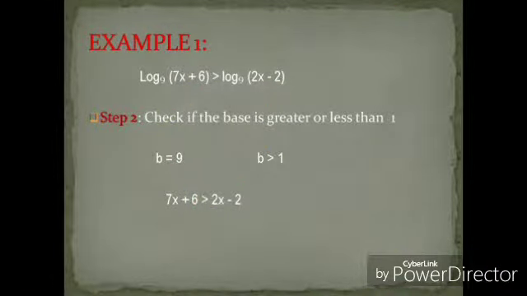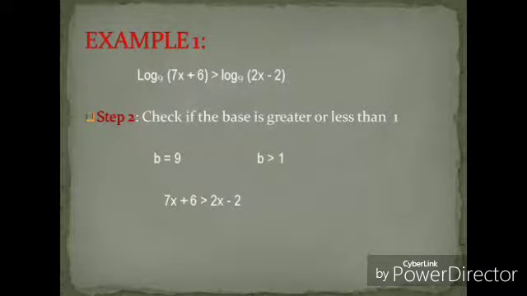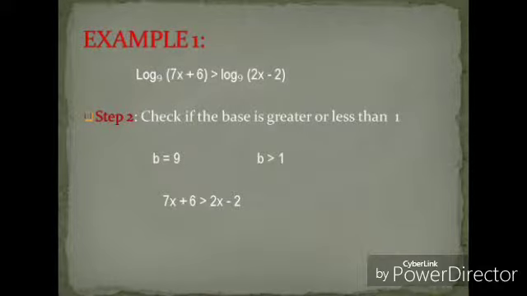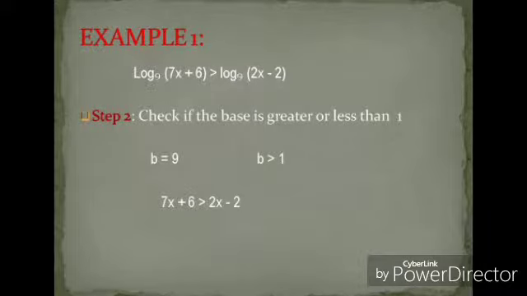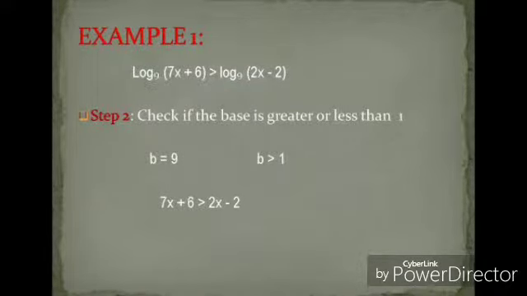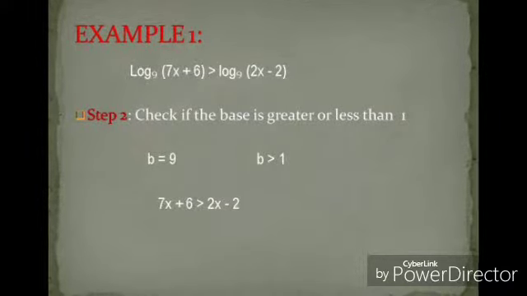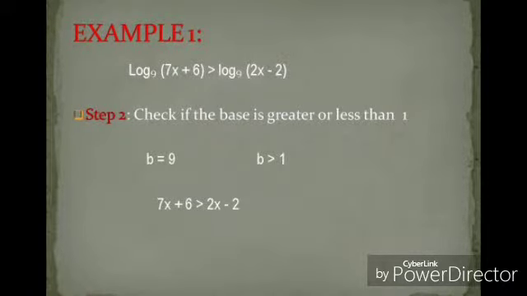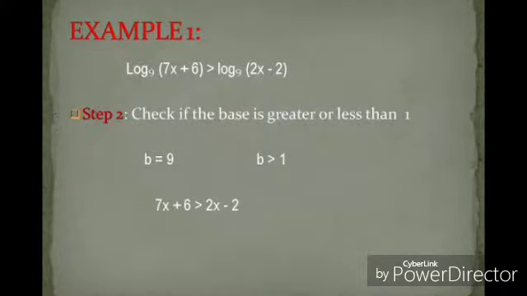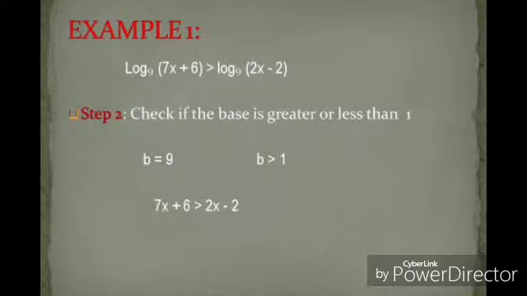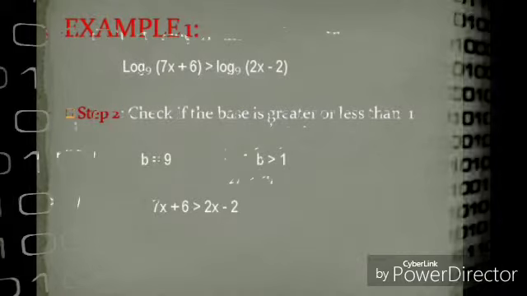Example number 1. Log of 7x plus 6 base 9 is greater than log of 2x minus 2 base 9. We can proceed to step 2 because it's already written with the same base. Step 2. Check if the base is greater or less than 1. b is equal to 9, so the base is greater than 1. The sign is greater than in the given, so each side of the equation should be put together with the inequality. Let's drop the base. 7x plus 6 is greater than 2x minus 2.